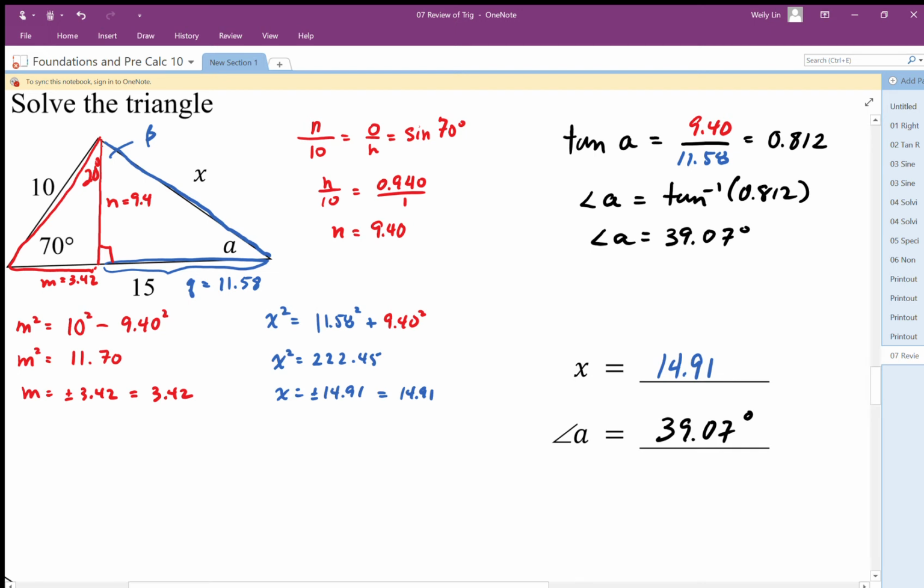The last thing up here is going to be the angle B, which is made up of those two parts. I could solve for beta using the blue right triangle and add that to 20 degrees, but we also know that the three angles add up to 180 degrees. So if I do 180 degrees minus the 39.07 degrees minus the 70 degrees, I'm left with angle B. Let's get rid of this beta and just call that whole angle angle B. That angle works out to be 70.93 degrees.